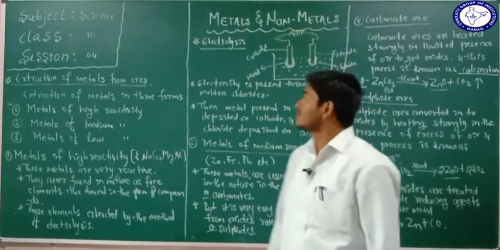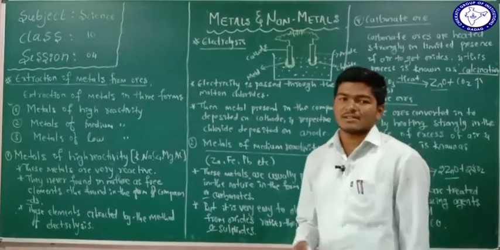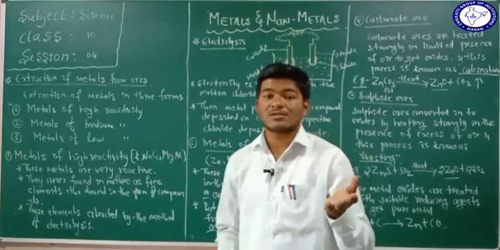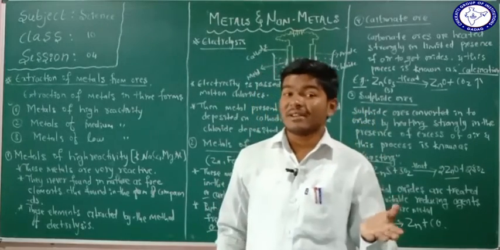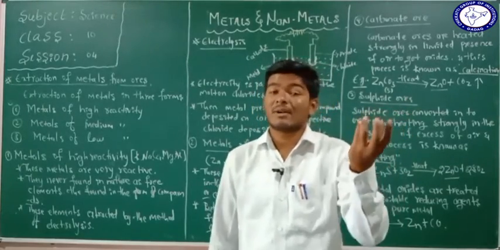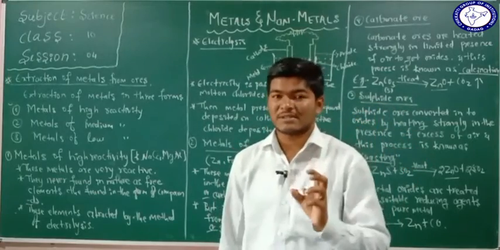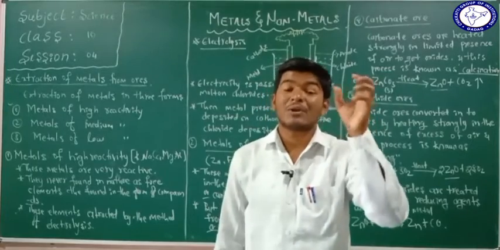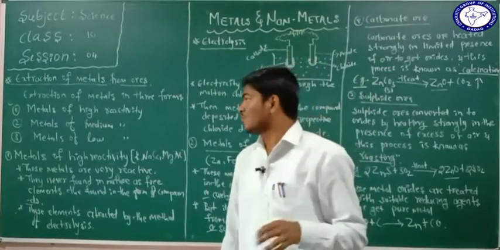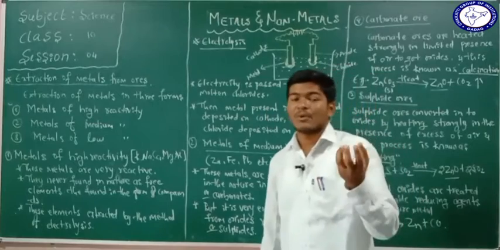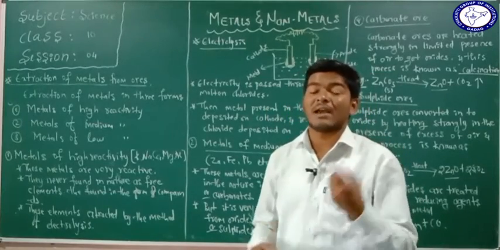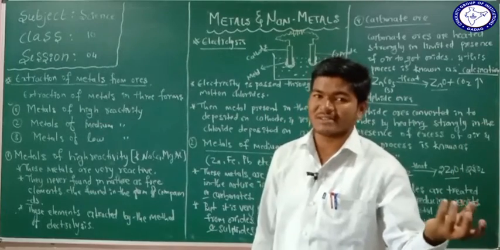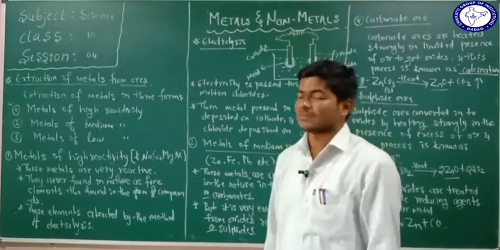In the last session, under the chapter of metals and non-metals, we discussed how metals and non-metals react with acids and bases, and also what is meant by the reactivity series, and how the most reactive metals react with acids and bases. We also discussed some important types of reactions, that is, how metals react with solutions of other metals, isn't it? And also we discussed the displacement reaction.